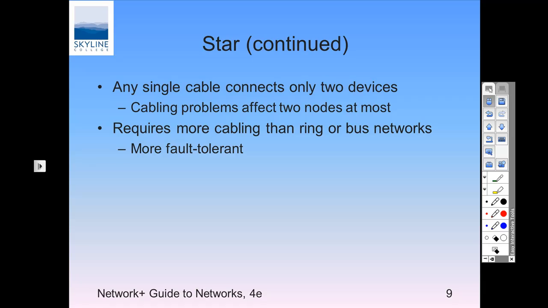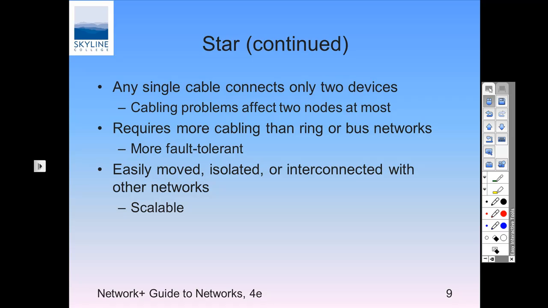Fault tolerant: if I unplug or break a connection going to it, it only affects that one machine. In the bus, if I broke the connection, it puts everything down. So when we do these things with more cabling than a ring or bus network, it is much more fault tolerant. And honestly, has anybody seen lately anything other than a star in a work environment? Because wire's not all that expensive. Easily moved, isolated, interconnected with other networks, so it is scalable.